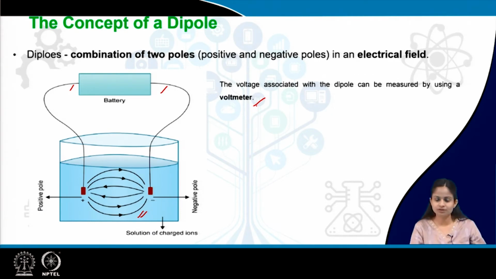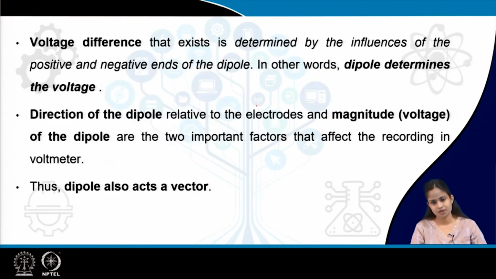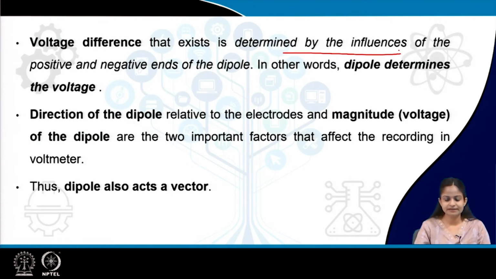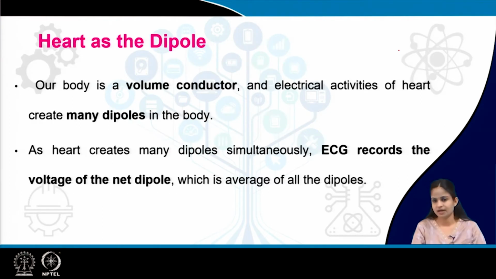So, that is what we do in the case of the heart also. The voltage difference that exists is determined by the influences of the positive and the negative ends of the dipole. In other words, the dipole determines the voltage. Whenever we are talking about the dipole, it also acts as a vector. A dipole has a direction and a magnitude. Magnitude is the voltage. Similarly we see it in the case of the heart.